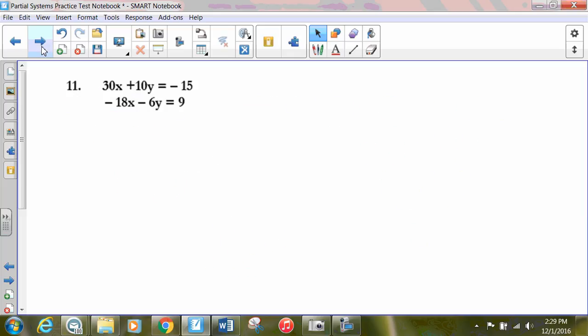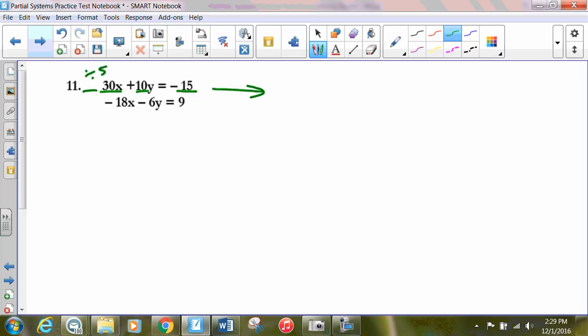This next one, when I look at it, I can't go straight to adding or subtracting because 30 and 18 are not going to cancel out, and 10 and negative 6 are not going to cancel out. So I'm going to do a little simplifying first. I'm going to look at this first one, 30, 10, and negative 15. What goes into all of them? 5. So I'm going to divide every term by 5.